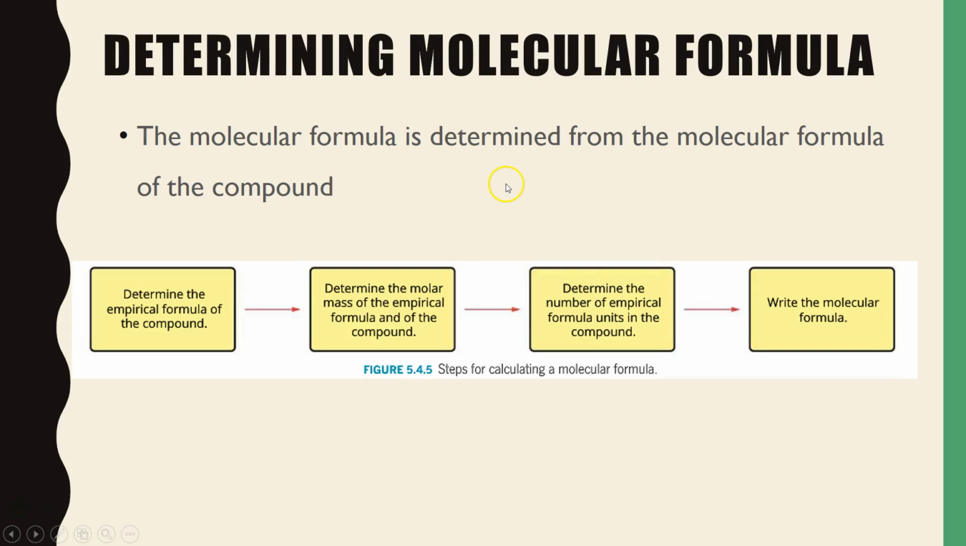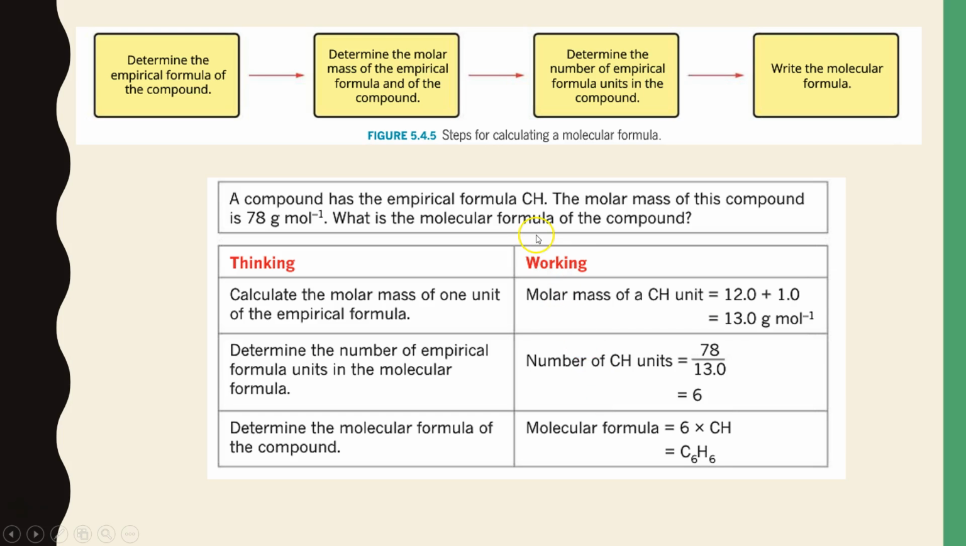So to determine the molecular formula, it's a similar step as what we've done with the empirical formula. And to do that, first of all, you need to calculate the empirical formula. Then you work out the molar mass of the empirical formula and the compound. And then you determine the number of empirical formula units in the compound, and then you write the molecular formula. So let's have a go at this with an example. The compound here has the empirical formula CH, and the molar mass of the compound is 78 grams per mole. What's the molecular formula?